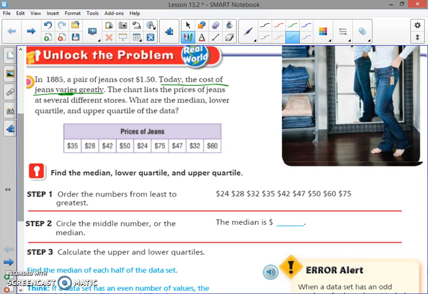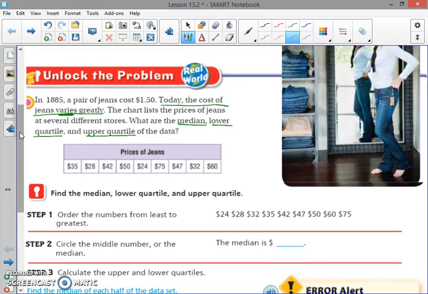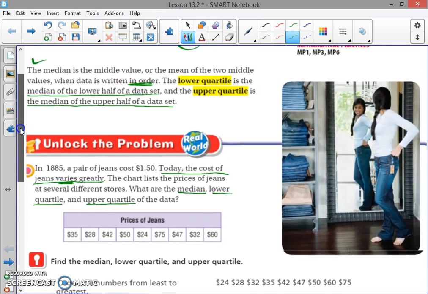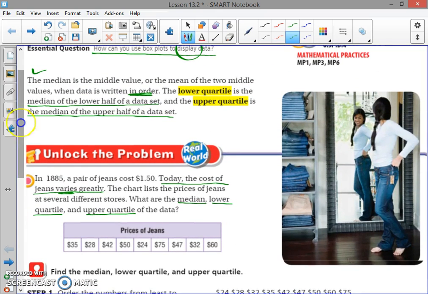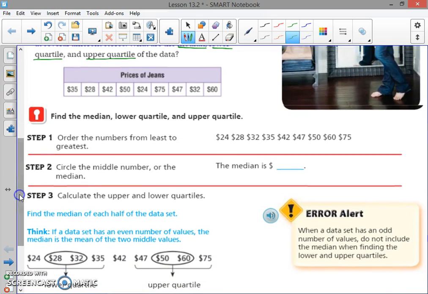The chart lists the price of jeans at several different stores. What are the median, least to greatest, middle, lower quartile, and upper quartile of the data? So I want the median of all the data. Then I want the lower quartile, which is the median of the lower part, and the upper quartile, which is the median of the upper part. So first I have to label them least to greatest, then find the median, the lower quartile, and the upper quartile.